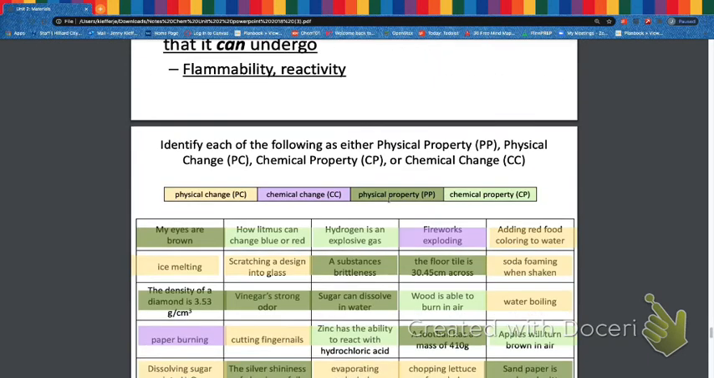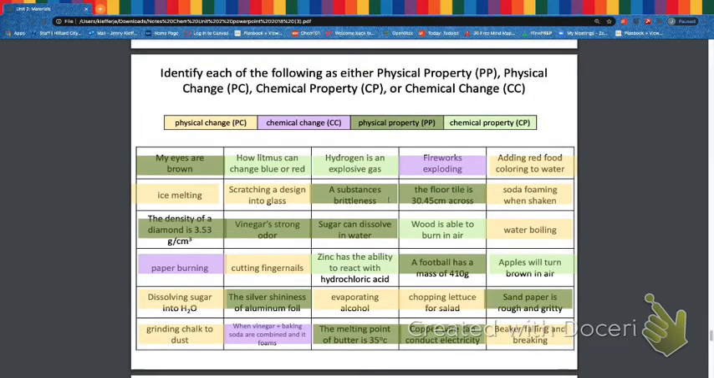So here are the answers. So in the top left corner, when it says my eyes are brown, whenever we identify the color of something, that's a physical property of that substance. Ice melting is a phase change, so that's a physical change. When we have taken a measurement of something like the density or the mass or the length, those are physical properties.